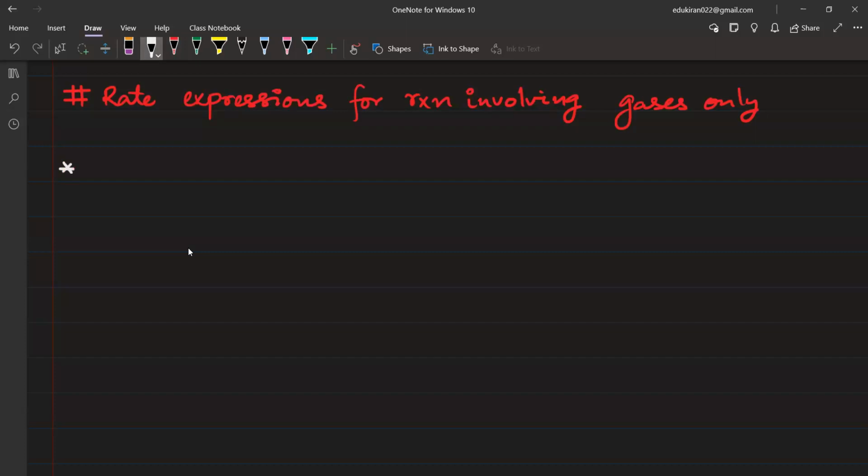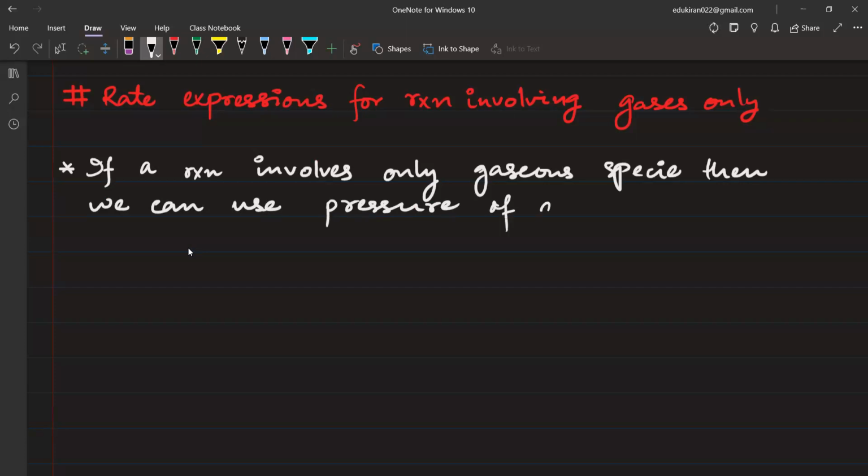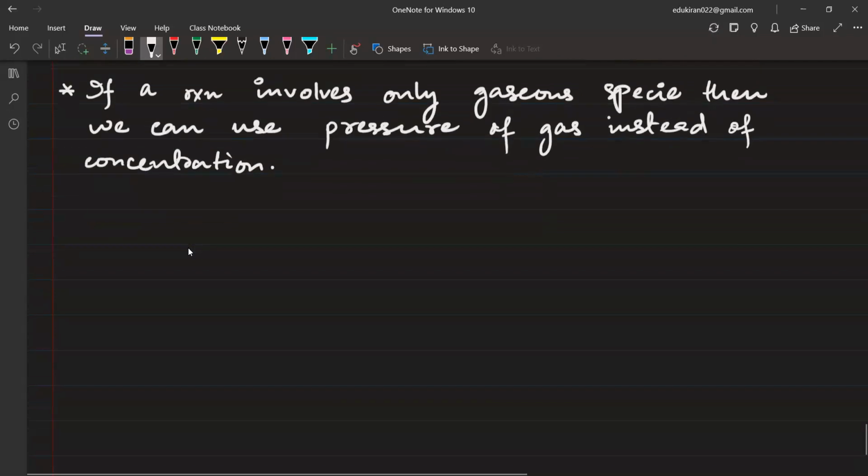First point, and which is going to be our rule basically: if a reaction that involves only gaseous species, then we can use pressure of gas instead of concentration. ठीक है, instead of concentration what we can use the pressure of gas also.